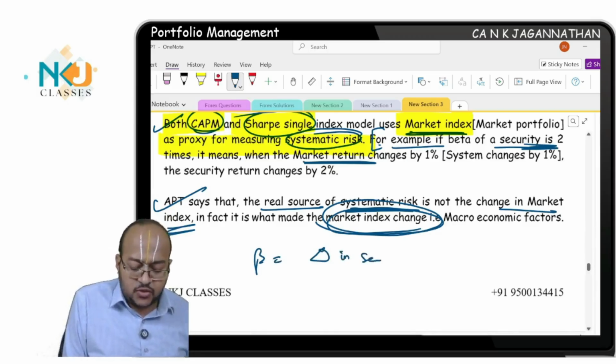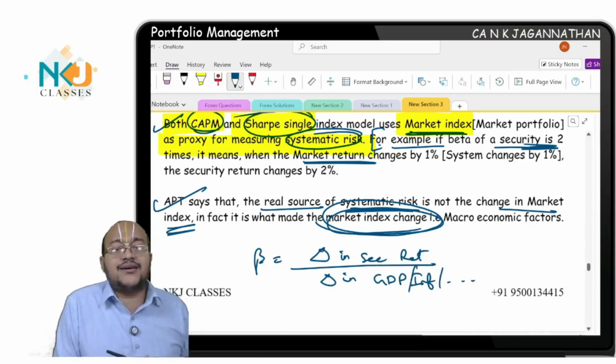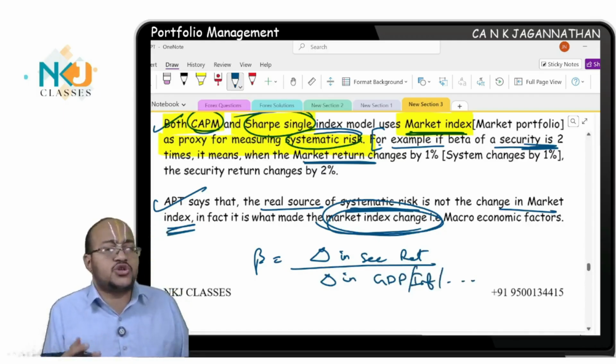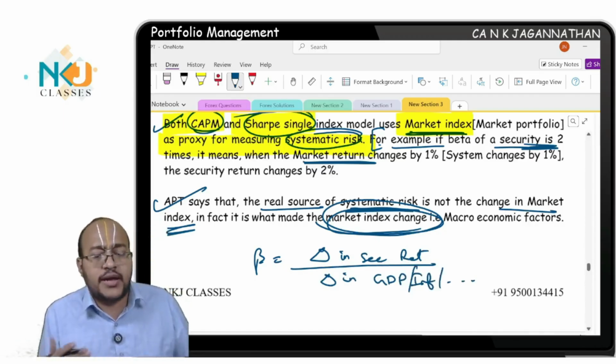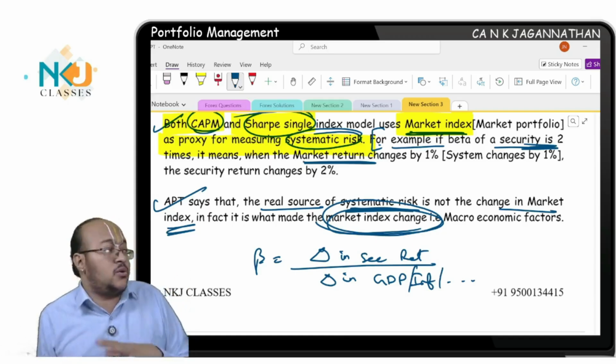change in security return divided by change in GDP, or inflation, or various other economic factors, due to COVID or a geopolitical issue like the Russia-Ukraine war. Like this you can keep on saying. Are you all understanding the issue?